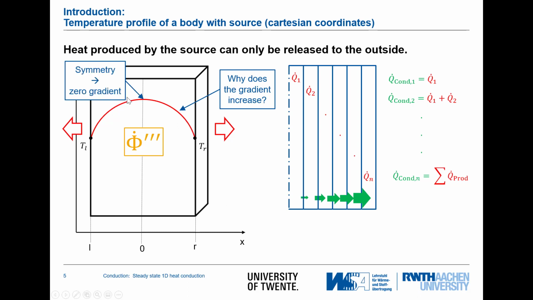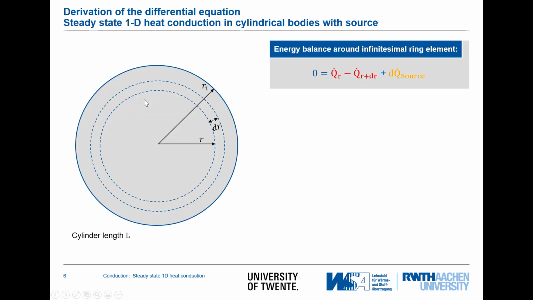Next question, why do we have a symmetry here? Or vice versa, why do we have a zero gradient condition at this location? And this is caused by symmetry. So due to symmetry, it's not allowed that there's a heat flux across any symmetry plane. And as there is no heat flux allowed, the temperature gradient needs to be 0.